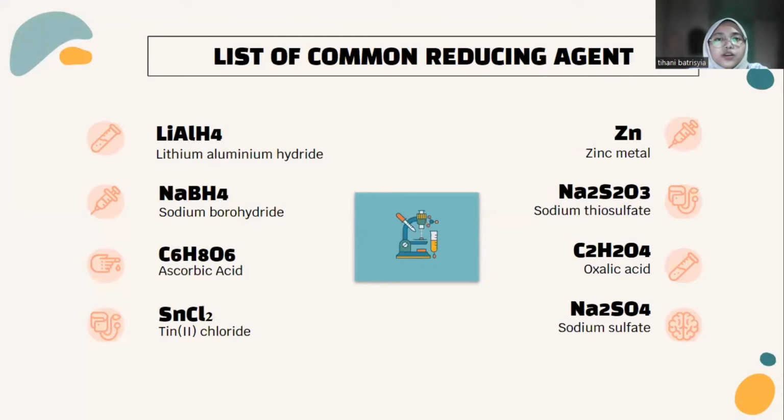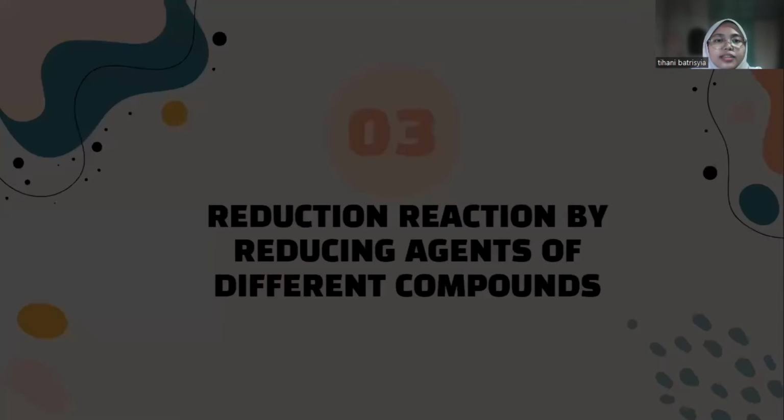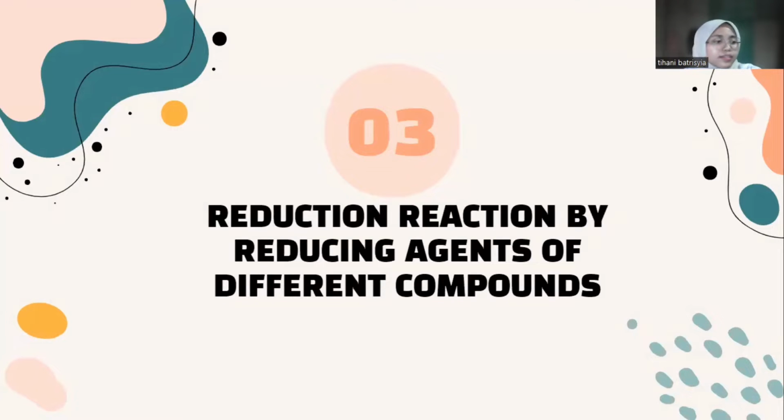So this is the list of common reducing agents: lithium aluminum hydride, sodium borohydride, ascorbic acid, tin chloride, zinc, sodium thiosulfate, oxalic acid, and sodium sulfate. So next, I will pass to the next presenter.